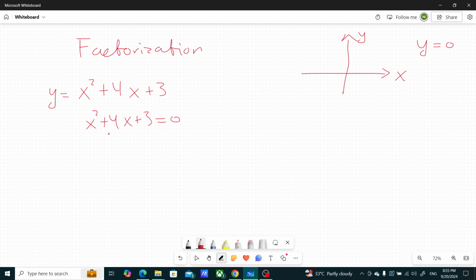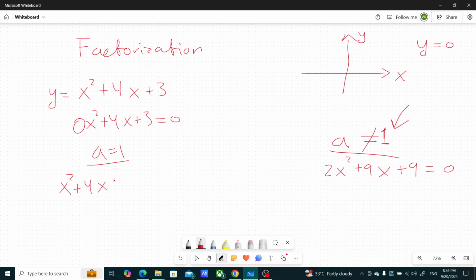In factorization, we have two types. The easy type, where the coefficient of x squared, the letter a, is equal to 1. And we have another type where a is not equal to 1, such as 2x squared plus 9x plus 9 equals 0. The way to factorize this type is a little bit more challenging than the first type. So we will tackle both, inshallah, today. So let's see. The first one is x squared plus 4x plus 3.